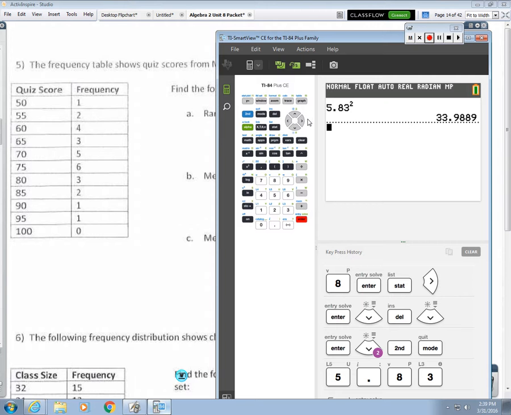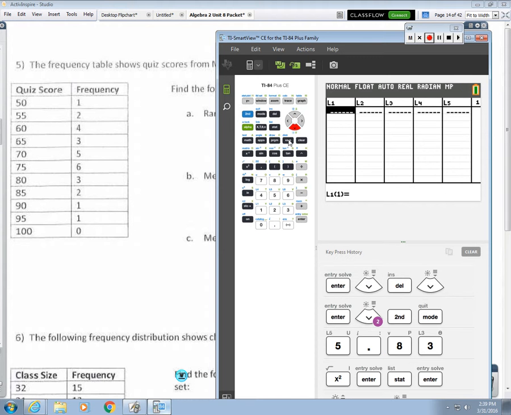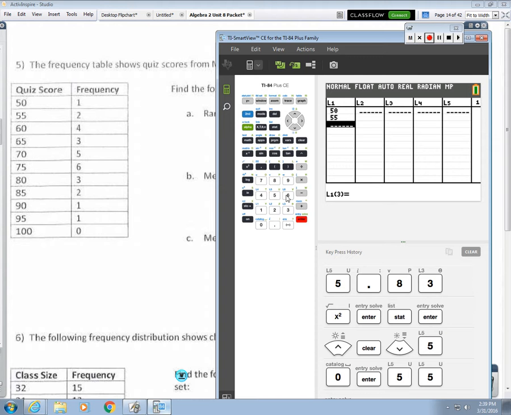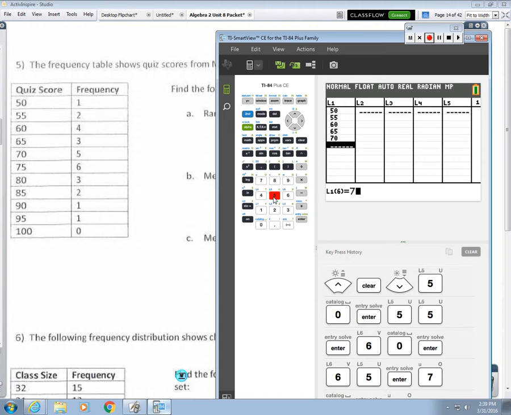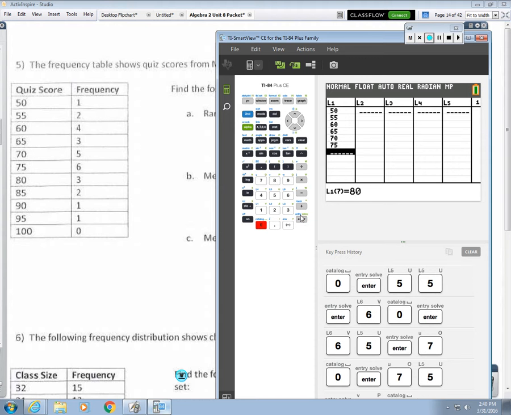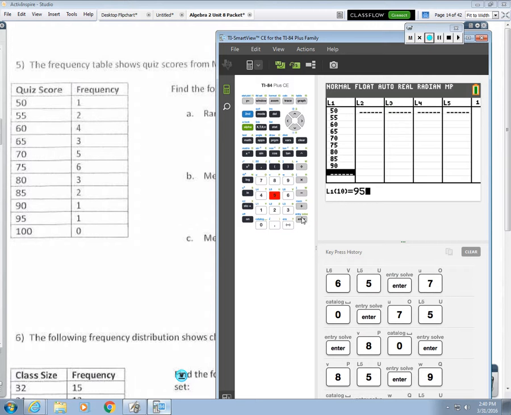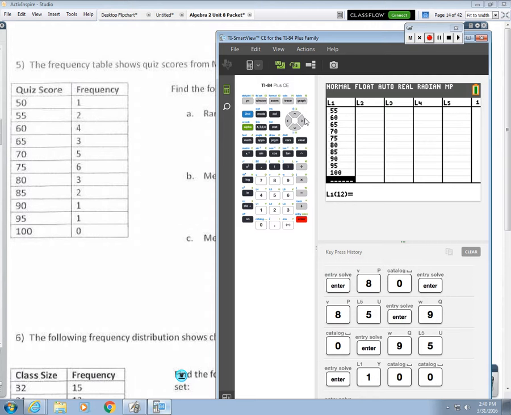What do I press first? Stat, edit, clear out the data from the previous problem. Okay, then enter in your scores. No. You just got to make sure if you do them out of order that your frequency matches. Like you have to have a 2 by the 55 and a 3 by the 65.